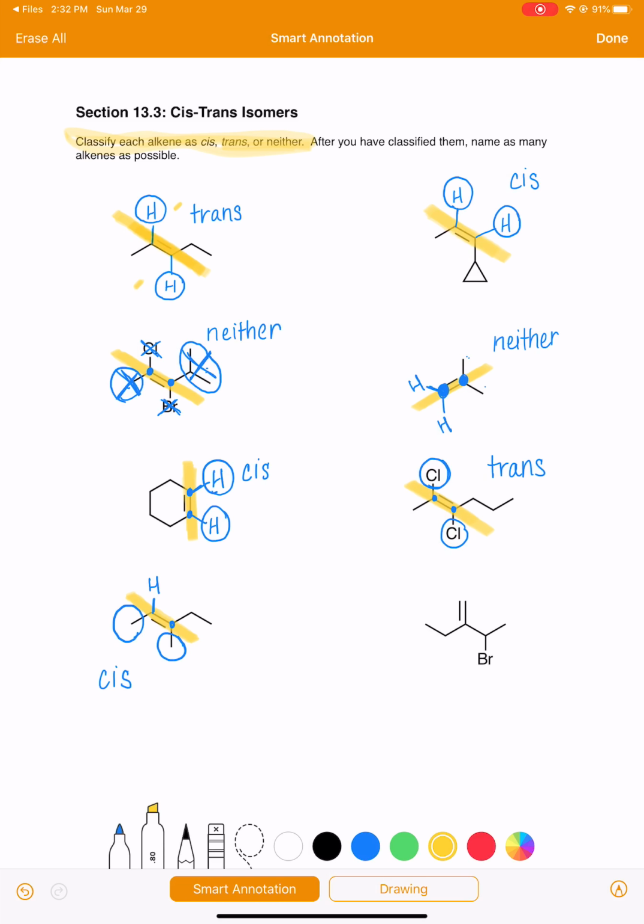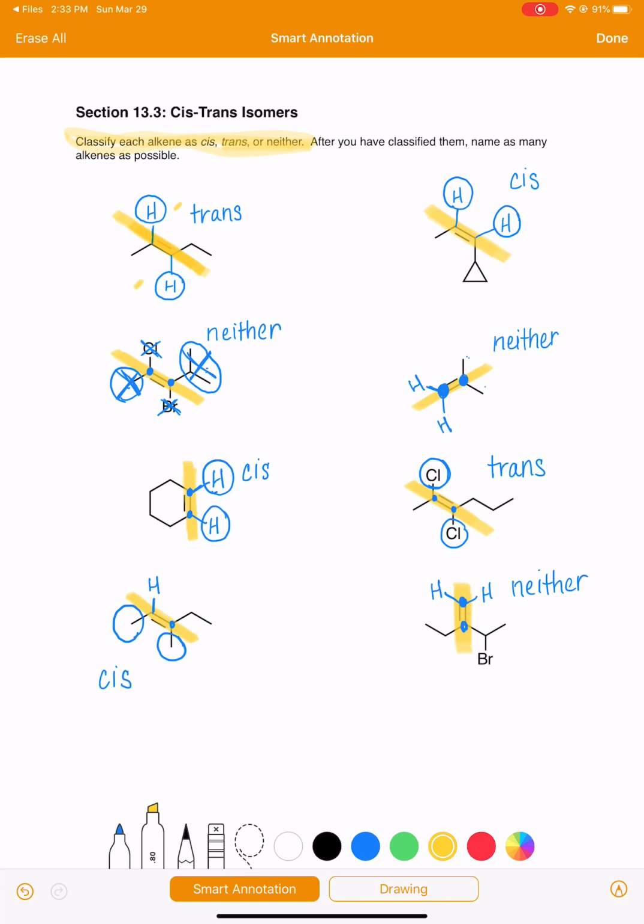And for our last example, let's draw a nice line through our double bond, and we've got a couple hydrogens that we can fill in. We're looking for something on our top carbon that is also on the bottom carbon. We don't have anything. Our top carbon has just 2 hydrogens. There are no hydrogens on the bottom carbon, which means that these 2 carbons do not have anything in common. This molecule is neither cis nor trans.